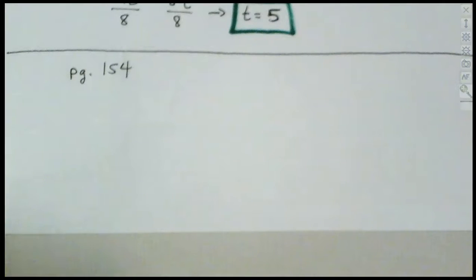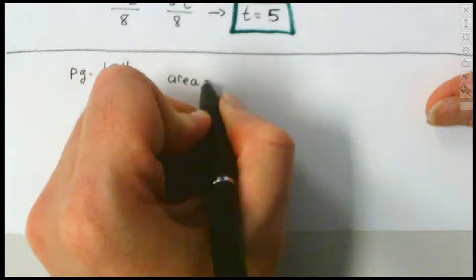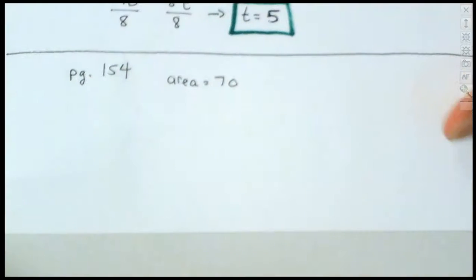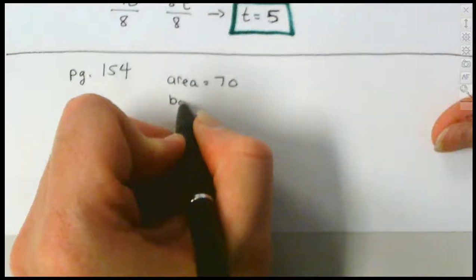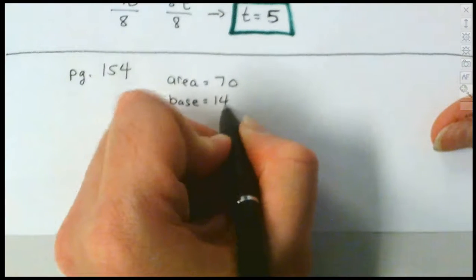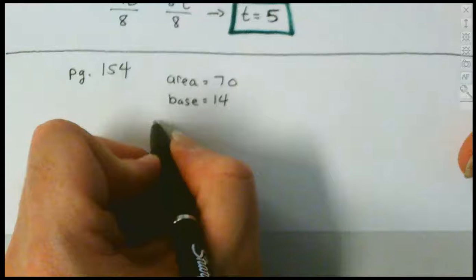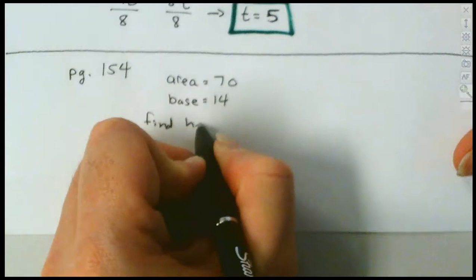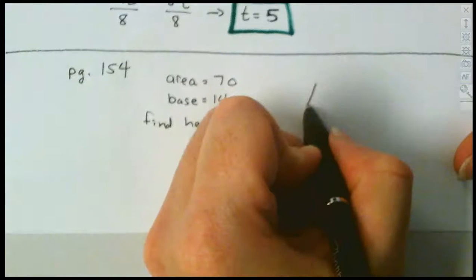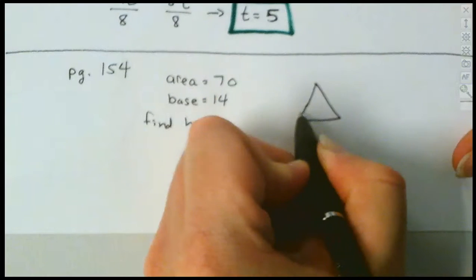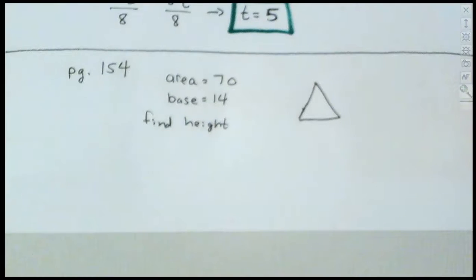Okay. We know we have a triangular plot of land, or triangular sign here, and that area is 70 square feet. So the area is 70. We know that the base measures 14 feet. So the base is going to be 14. We want to find the height. And this is a triangle. So it's going to be a triangle.